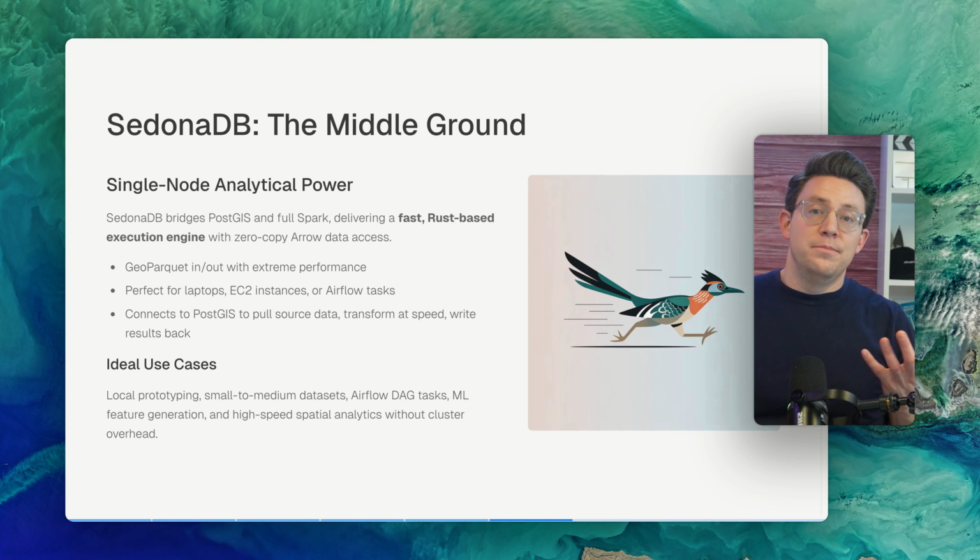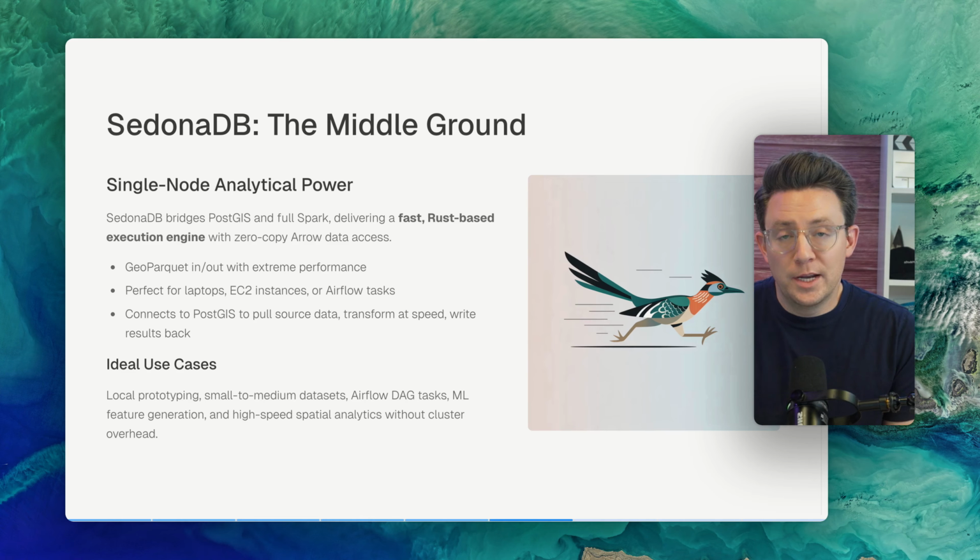Now, SedonaDB is a new tool that we've been working on. It's basically single-node analytical power. You can think of it as very similar to DuckDB. You install it with Python and effectively download it that way. But there's no backend in Spark, so you don't have to set that up. You would have to set up a Spark server to use Sedona out of the box. With this, it is a Rust-based execution engine, which does zero-copy with Arrow data access and stuff like that.